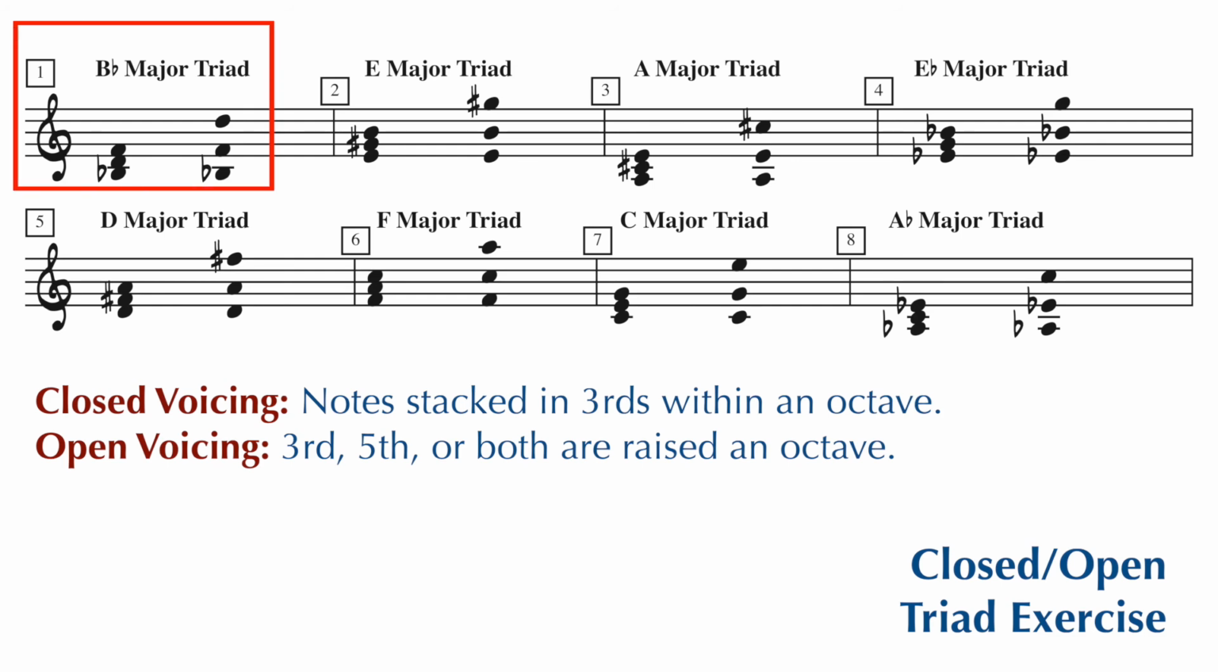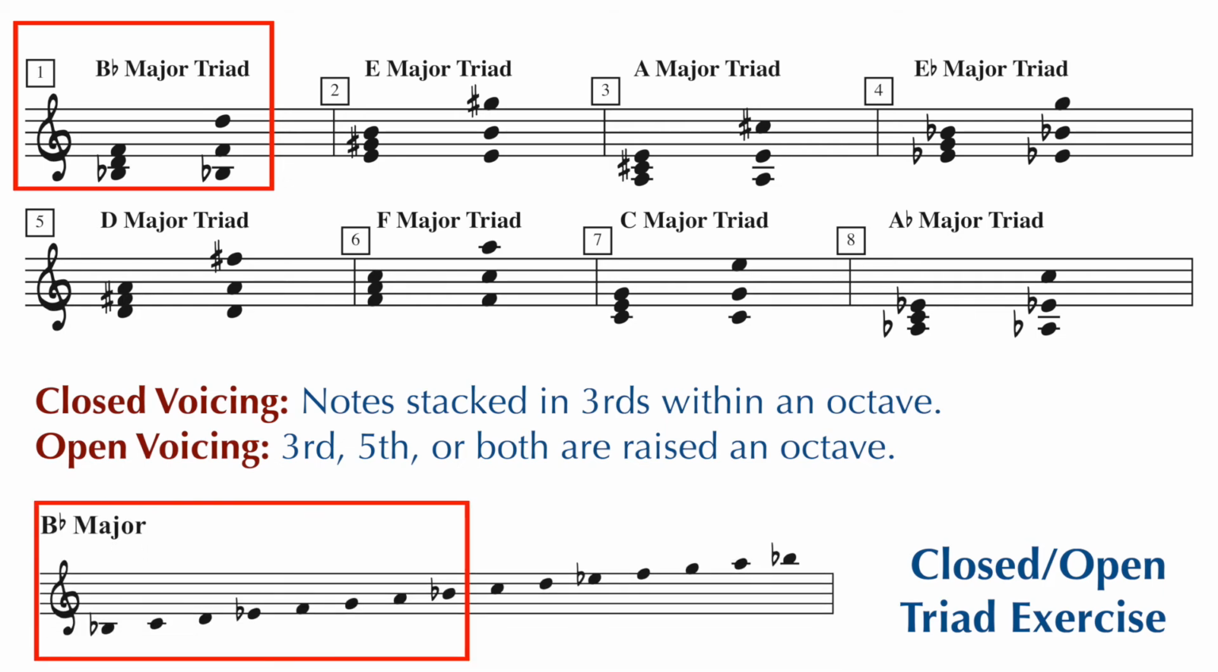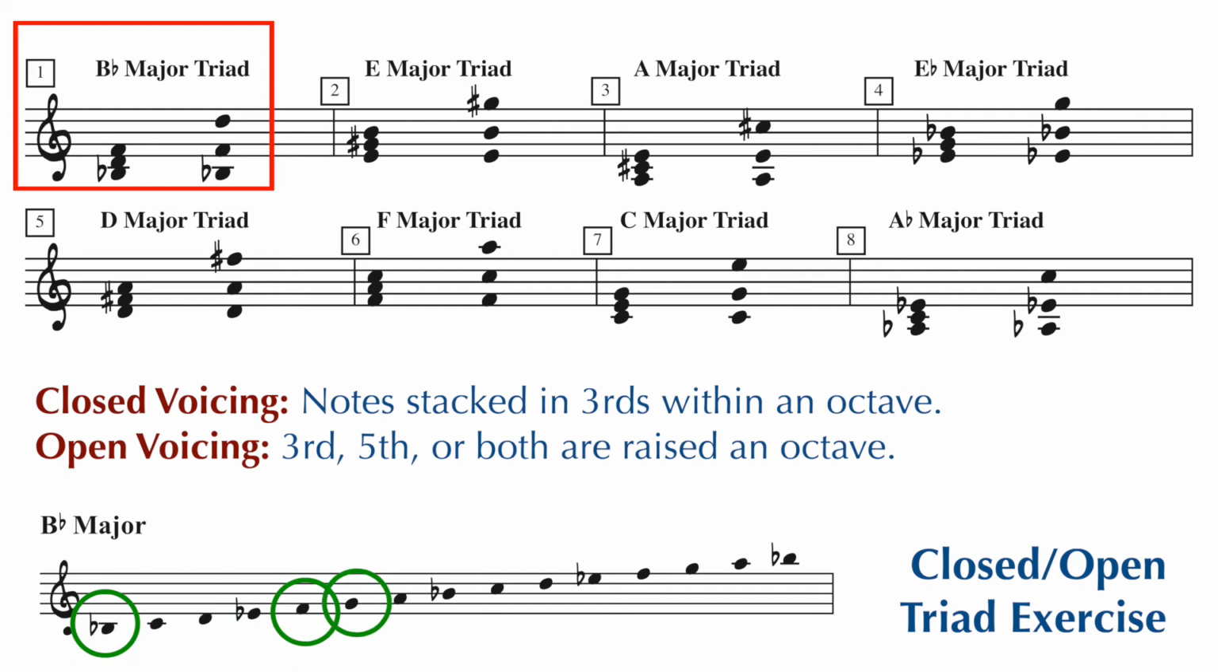Number 1, we have a B-flat major triad to build, first in closed voicing. Let's build this off of the B-flat major scale. 1, 2, 3, 4, 5. B-flat, D, F are our notes 1, 3, 5 of the scale, so there's your B-flat major triad. To change that to an open voice triad, we can take the third of the chord, raise it an octave, and now we have an open voiced B-flat major triad.